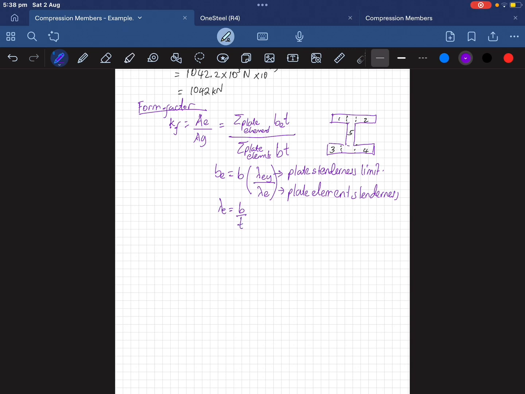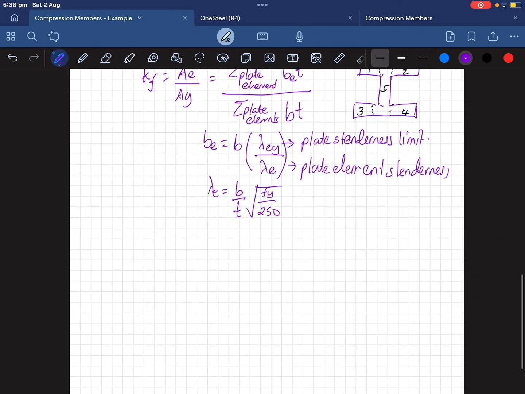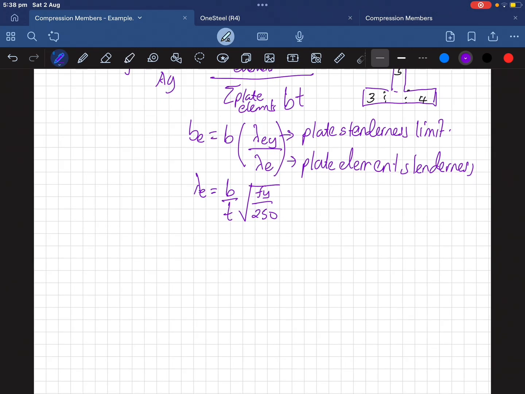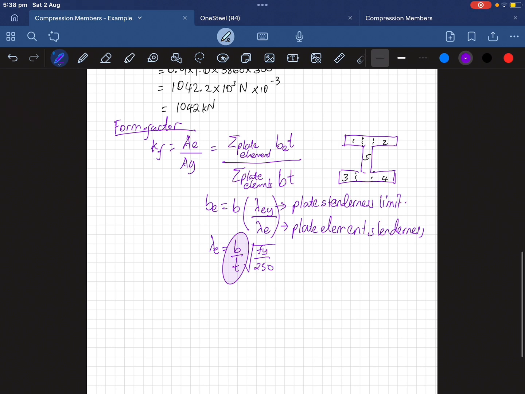B over T multiplied by the square root of Fy divided by 250. Okay, Fy in this case is 300 MPa, so that's fine. But you can see here I have another ratio, B on T. B on T is really going to drive what your slenderness is going to be, and that slenderness is going to affect your effective width. The effective width is going to affect your effective area, and then that's ultimately going to affect this ratio.